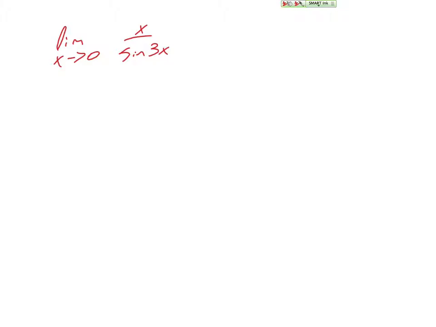I've got to be approaching 0, but with what I'm looking at, what must be true? That's not true in this case. It has to be by itself. They have to be the same. Very good. This and this must be the same. And right now they're not. But what can I do to make them the same? I can multiply by 3 over 3.